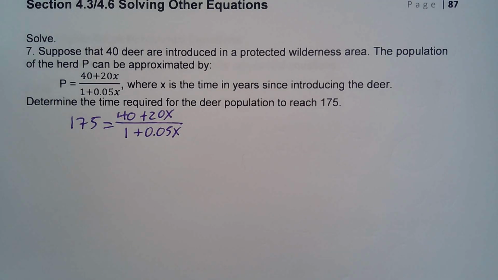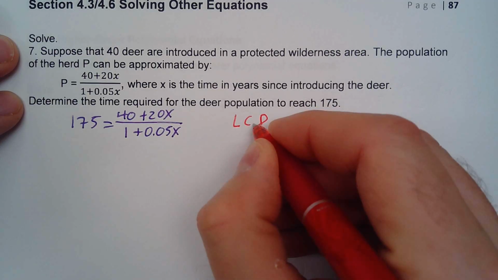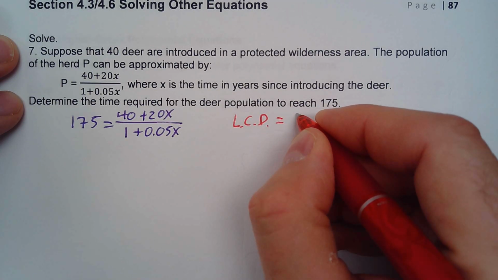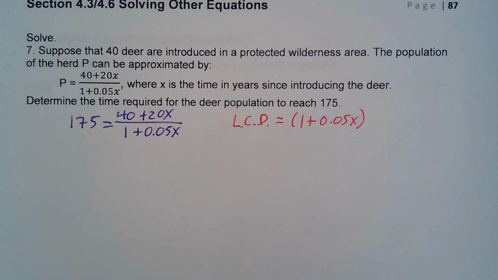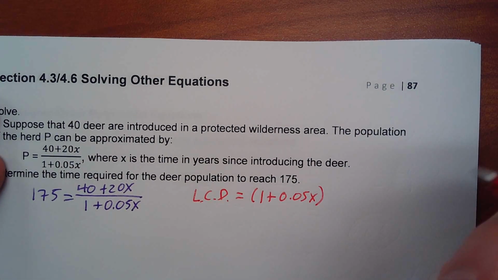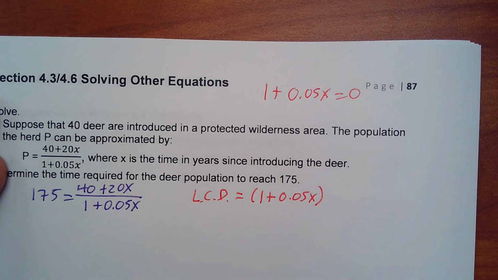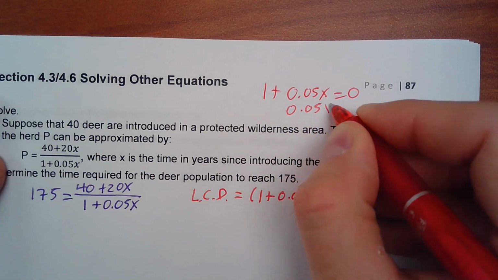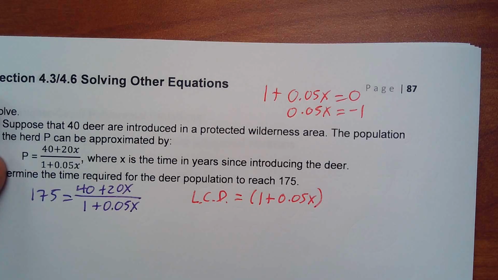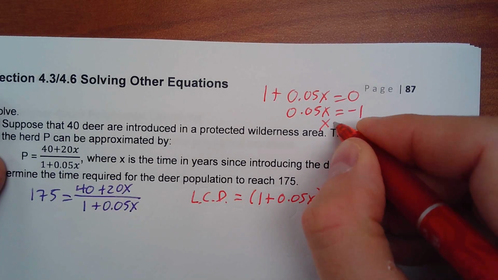Now, our LCD is 1 plus 0.05x. Now, I'm going to argue that we really don't have to worry about the restrictions. And here's why. If I look at 1 plus 0.05x equals 0, where the values of x will make the denominator zero, I want to solve that. I subtract 1 from both sides, and if I divide that by 0.05, that's going to give me x equals negative 20.